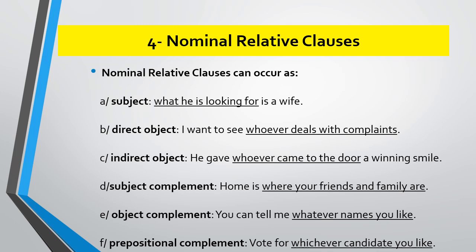So the final, let us say, function concerning nominal relative clauses is a prepositional complement. Whenever we see the word prepositional, we know that there is a preposition and complement the clause which follows that preposition. Vote for whichever candidate you like. So, whichever candidate you like is the prepositional complement.